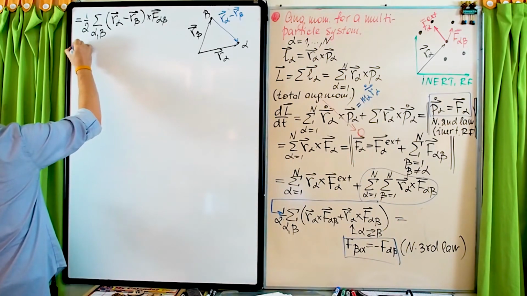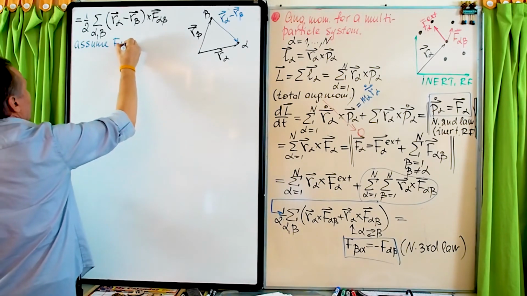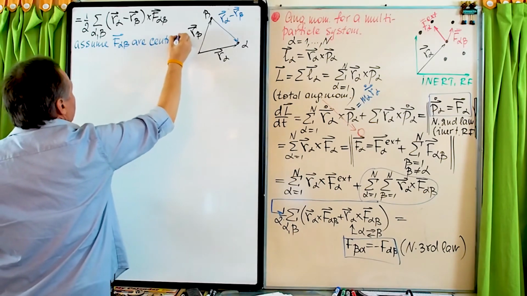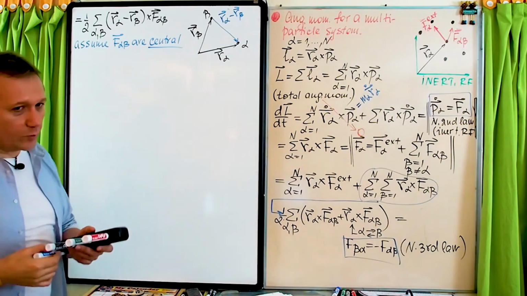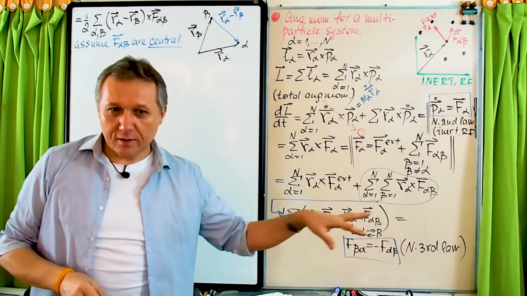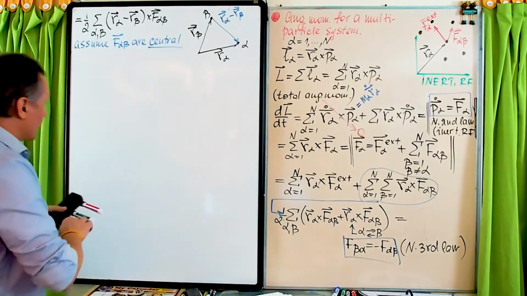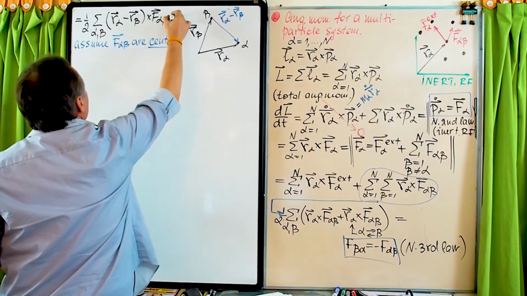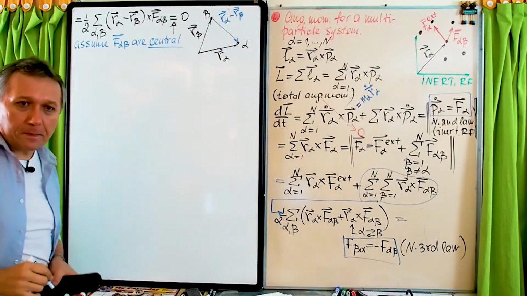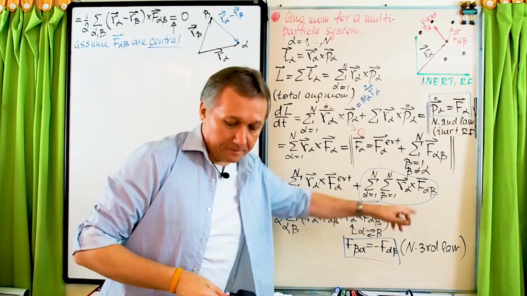So let's assume F alpha betas are central. Again, in the second class, we didn't have to make this assumption in order to prove that internal forces cancel each other out. Now we have to make this assumption. So as a result, this equals 0. So we're going to make that assumption over here. So the cross product is 0. So as a result, this is 0.